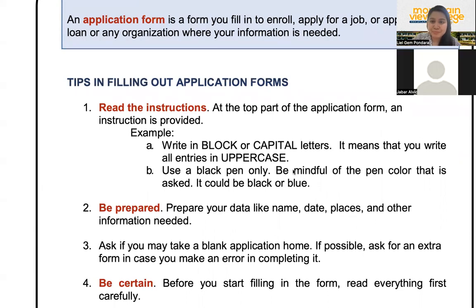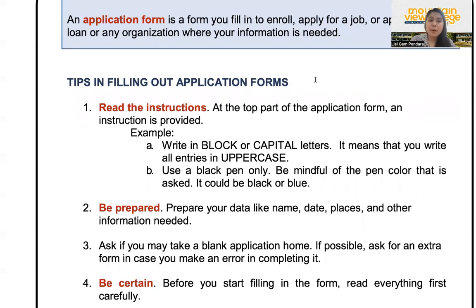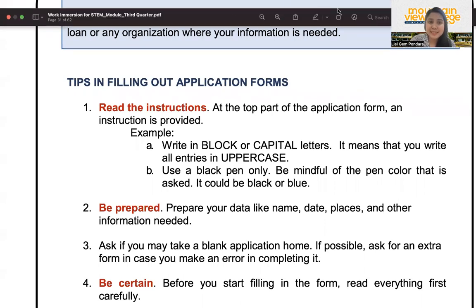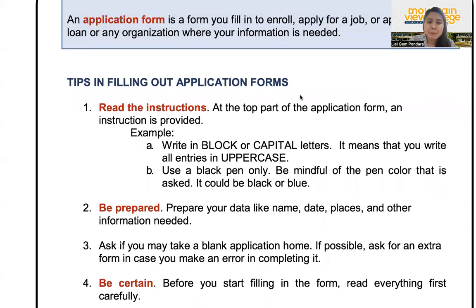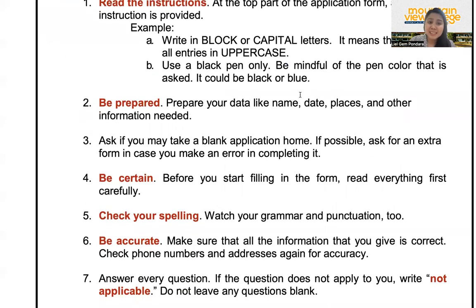Second, be prepared. Prepare your data like your name, the date, places, and other information needed. So again, you need to prepare this data. You need to remember these ones all the time. Third, ask if you may take a blank application home. If possible, ask for an extra form in case you make an error in completing it. Nowadays, forms generated by government offices like PhilHealth, SSS, GSIS, Pag-ibig, even the COMELEC, you can download them online. So you simply need to download them and print them.